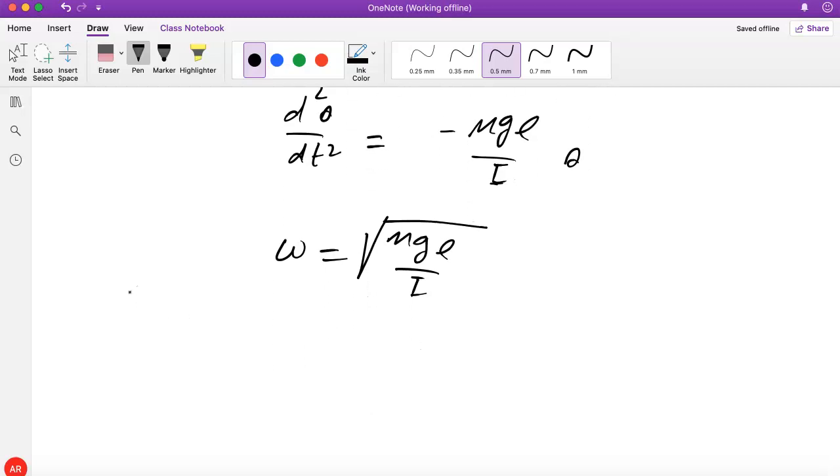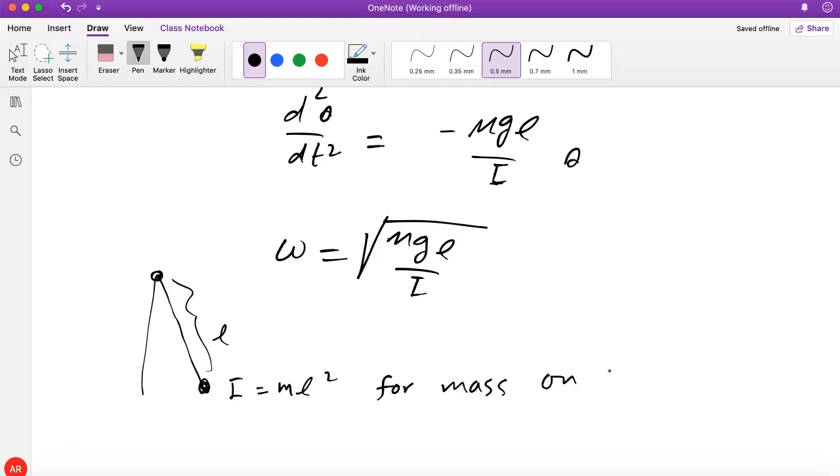For a mass on a massless string, which is the example we did earlier, the moment of inertia around this point is ml squared. All the mass is a distance L from the axis of rotation. So that works: the factors of m cancel out, and the L in the numerator cancels with one of the L's in the denominator. So we find the square root of g over L that we found before.